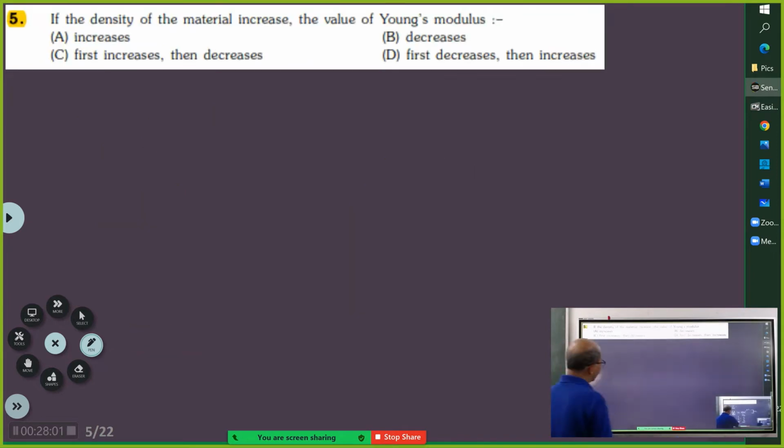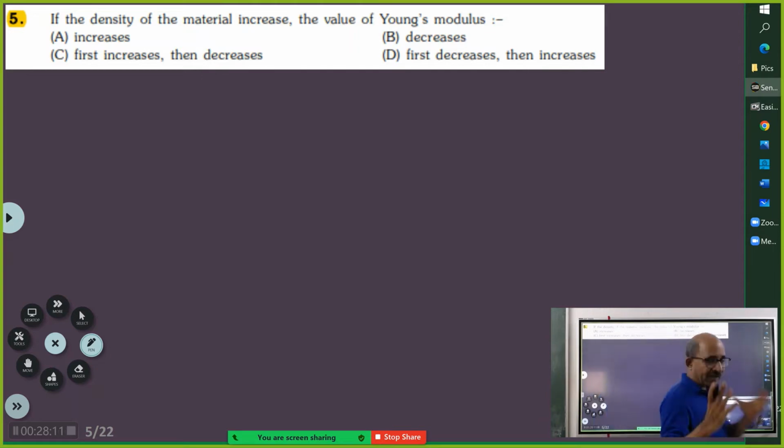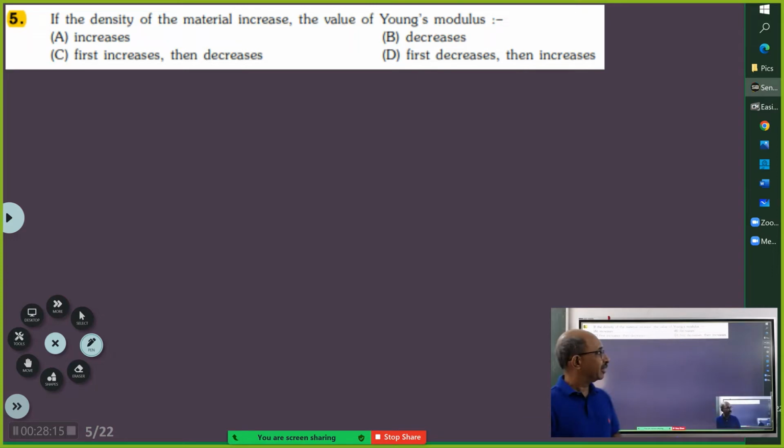If the density of the material increases, what happens to the value of Young's modulus? Now use the basic science here, the science of the material. This is material science. Then comment on this.